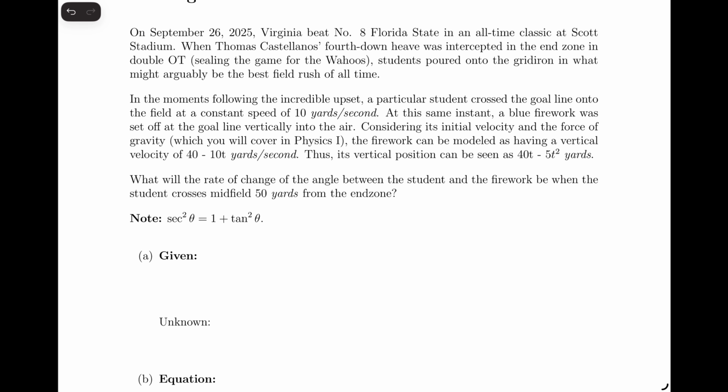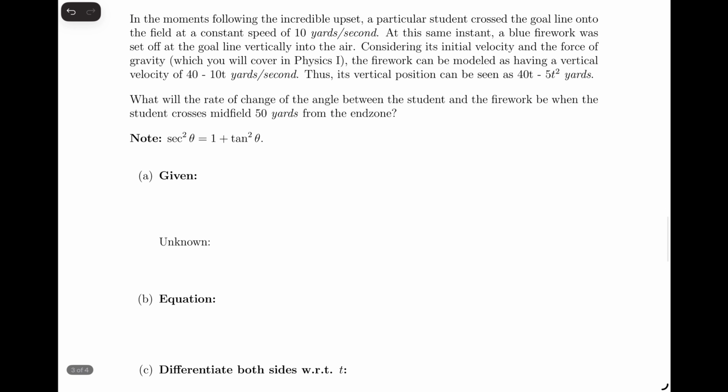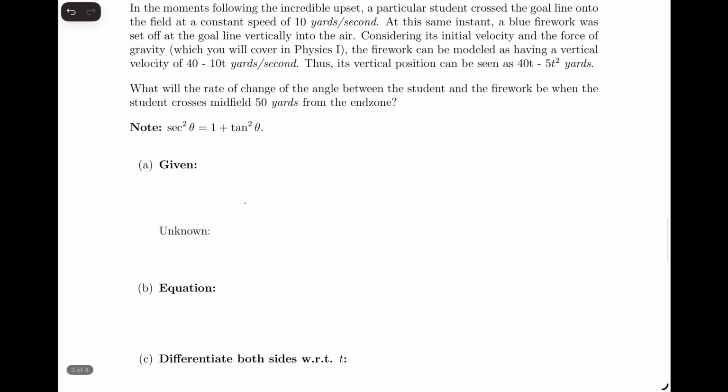And it's asking us what the rate of change of the angle between the student and the firework will be when the student crosses midfield, 50 yards from the end zone. A little note there with the trig identity, we'll get to that in a little bit. But now I would say we just want to take a look at what we're given. So this one's not as clear exactly what equation we need to use. It's not given to us directly. So I'm going to set up a drawing.